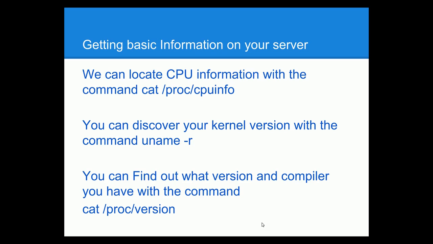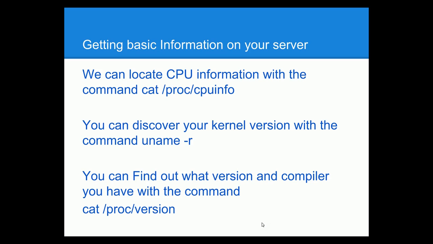Okay, so like I said, it's going to be quick. So we're just going to look at a few commands and we'll basically run them on the command line. So one of the first commands that I came across was cat /proc/cpuinfo. This command will basically give you CPU information. If you want to know what kernel version you're running, you can use uname -r.